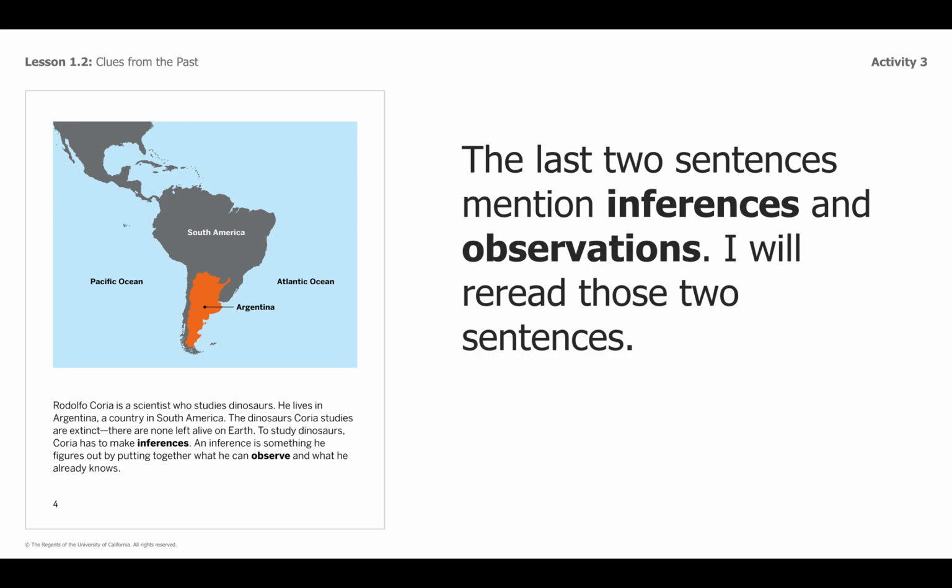So those last 2 sentences mention inferences and observations. I want to reread those 2 sentences. To study dinosaurs, Correa has to make inferences. An inference is something he figures out by putting together what he can observe and what he already knows. So that's what we were just discussing when we looked at the bird's nest.